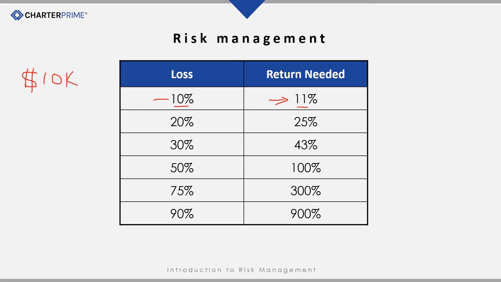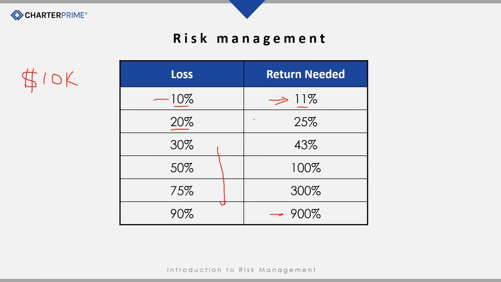Therefore, it doesn't seem like that big a problem. But as you can see, as we go further down that table, the gap widens significantly, and this becomes a major issue for people. Even if we only lose 20%, so now we've gone from 10,000 down to 8,000, you only need to make 25% on that 8,000 to get it back to 10,000. But my point is, as we go further down here, the gap between these numbers separates significantly, exponentially.